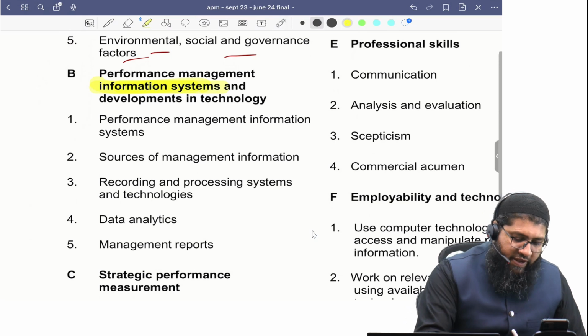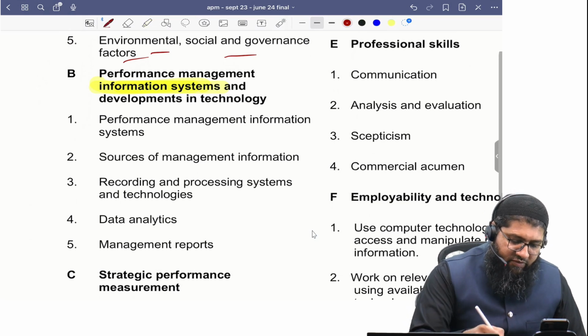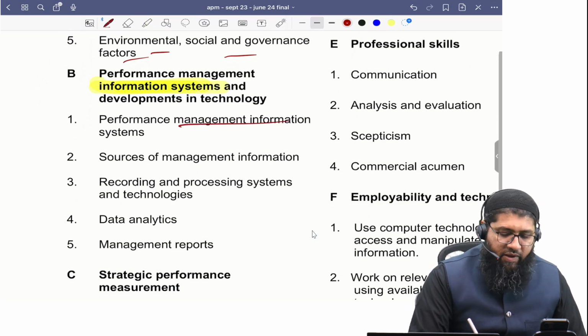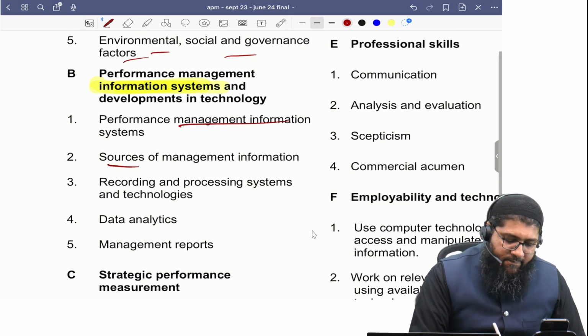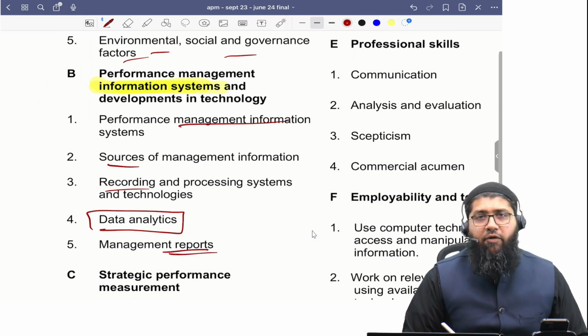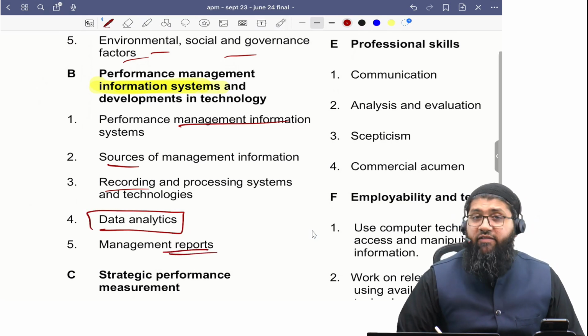So here you would see different techniques, like what management information systems should be in place, how to gather the information, how to record it, the data analytics, different software, and how the management reporting would be done. So that's another area.